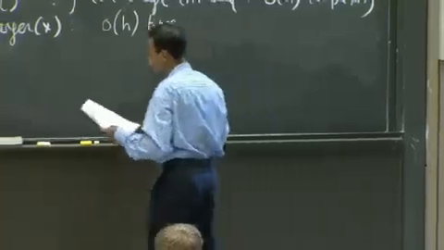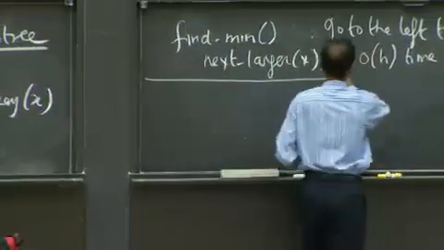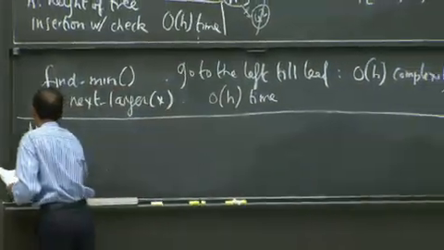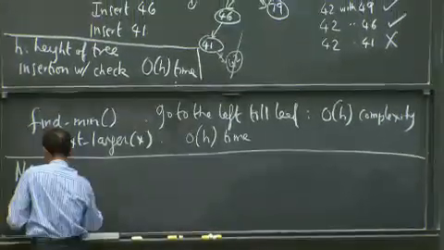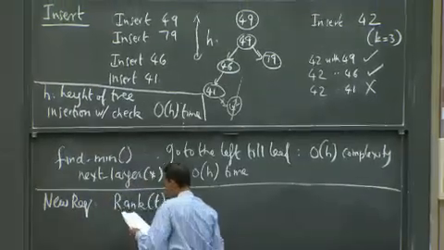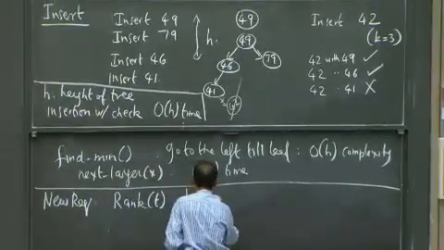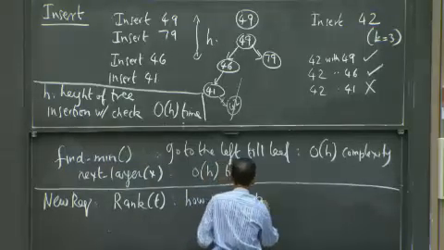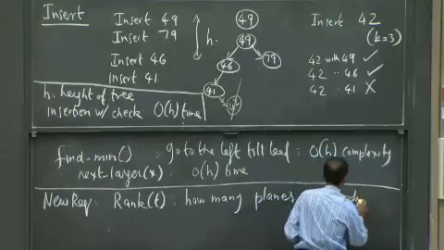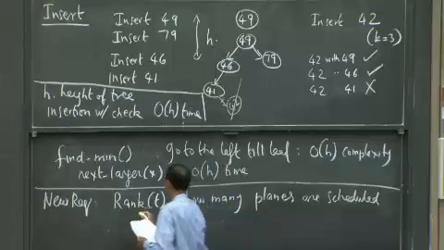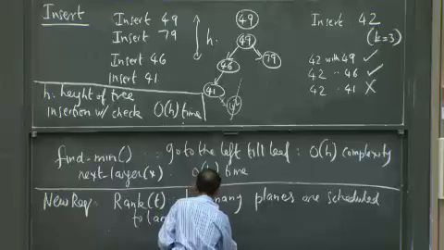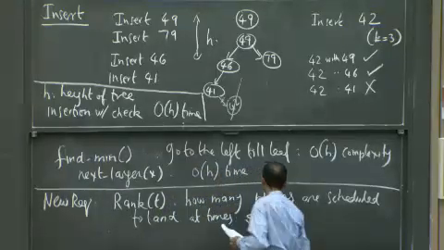You've sort of committed to BST structures, but now we have an additional requirement. And the new requirement is that we be able to compute rank t. And rank t is how many planes are scheduled to land at times less than or equal to t.